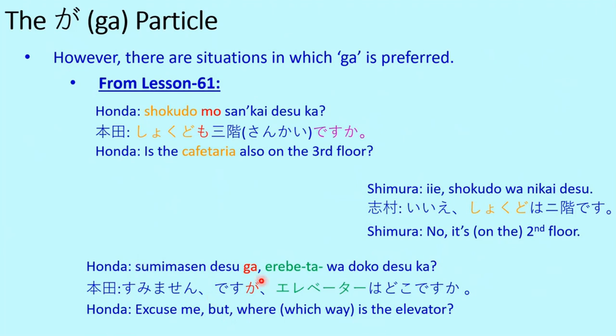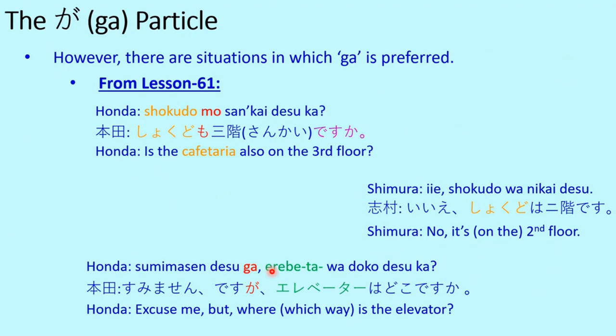So here you can see the use of ga. It is basically used as "but," to interconnect two sentences. So, okay, it's on the second floor, that I understood, but where is the lift to go to that second floor? He says, excuse me, okay, that's fine, but where is the elevator to go to the second floor? So here ga is used.